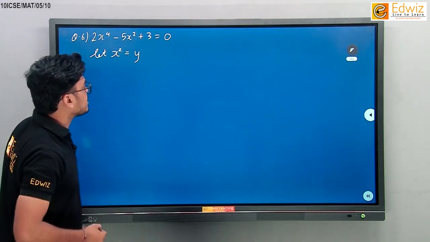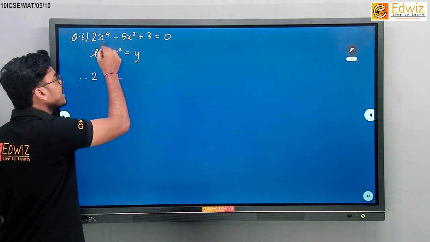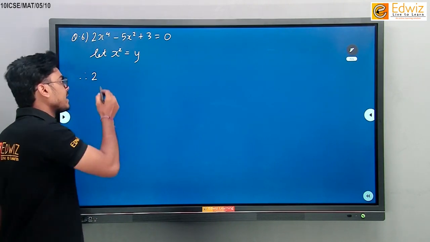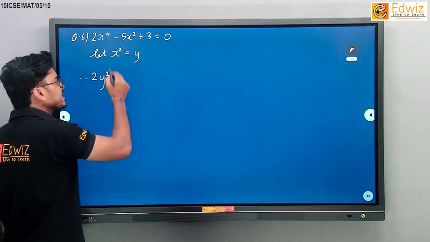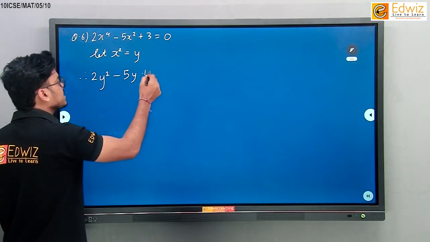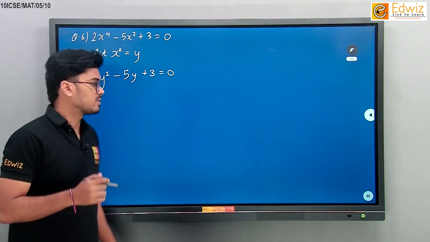Okay. So if we take x square equal to y, this becomes 2 into x square whole square, right? So x raised to 4 is x square squared. That means 2y square minus 5 into x square is nothing but y, plus 3 equal to 0. Now it's a simple quadratic equation which we can solve.